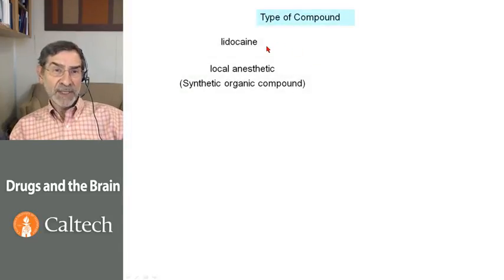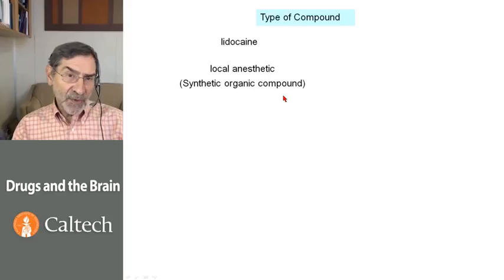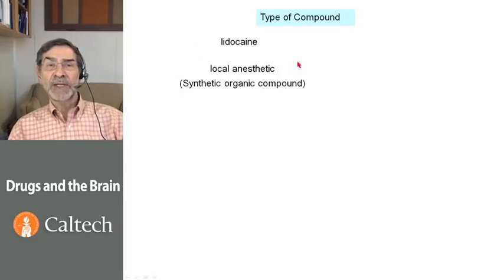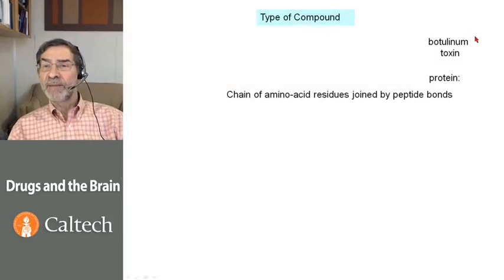Lidocaine, even though it has a nitrogen in it, is more properly called a local anesthetic, and it's a synthetic organic compound. It does not exist in nature. It's a derivative, an analog of procaine, which in turn is an analog of cocaine. A rather interesting story from the early days of medicinal chemistry. And finally, botulinum toxin is a protein, which is a chain of amino acid residues joined by peptide bonds.